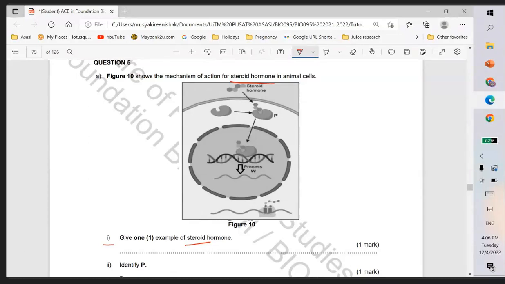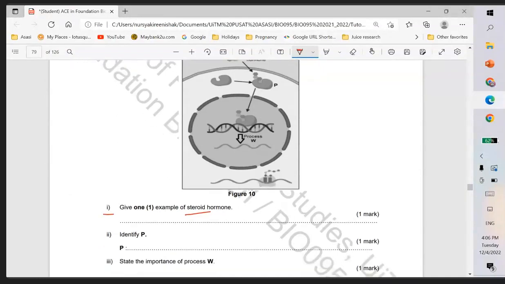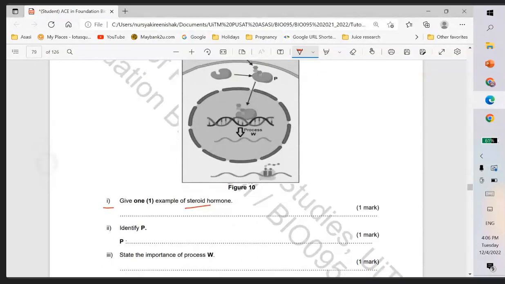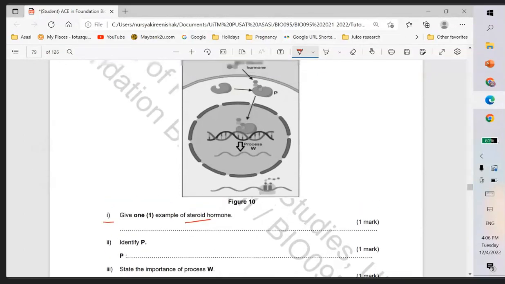So tadi Fikri bagi contoh apa dia? Cortisol. So cortisol adalah hormone secreted by adrenal gland. Okay, adrenal gland to be specific, adrenal medulla ke adrenal cortex? It is adrenal cortex. Okay. So itu part hormon lah yang awak kena tahu kan. So lagi hormon yang awak boleh bagi example, for example estrogen, progesterone, testosterone, aldosterone. Okay. So all these steroid hormones.